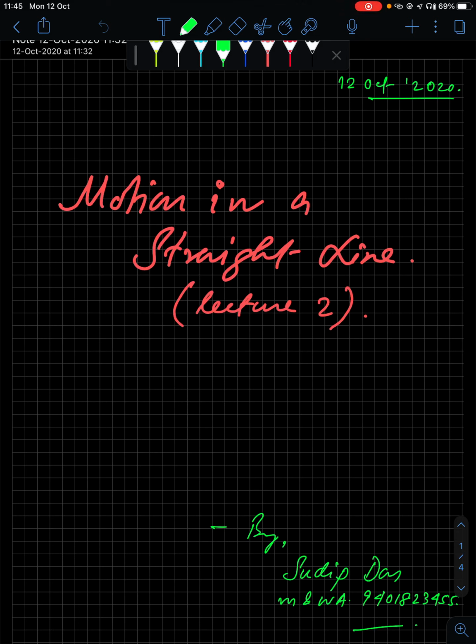Namaskar and hello everyone. So this is the second lecture in the chapter Motion in a Straight Line. This is continued from the previous lecture. In the last class we have understood what is the concept of rest and what is motion, and we have also understood what is frame of reference with a very interesting example about that cat crossing the road. Okay, so in the present class our first topic will be types of motion.